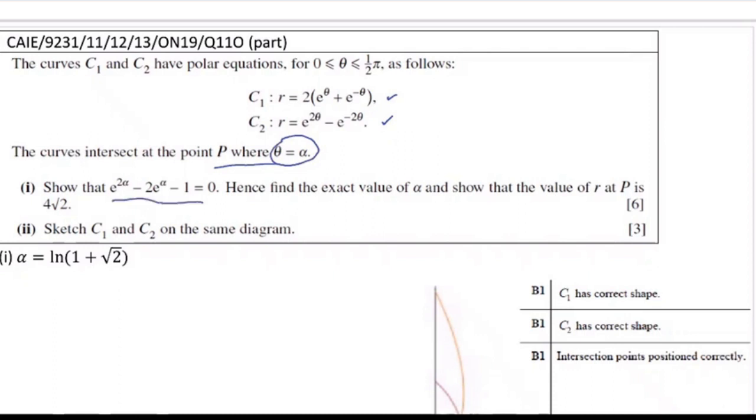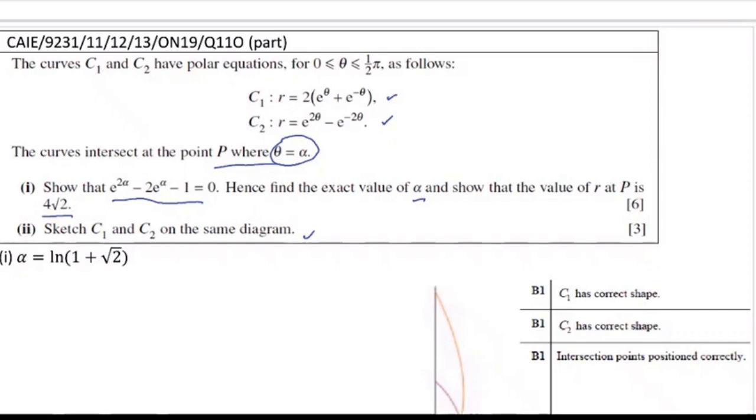So we want to show that alpha satisfies this equation. Of course, this is to find the value of alpha. And we can find the value of alpha and show that the r value there is 2. So we are using this information to sketch the second part of the curve there. In the second part of the curve, there are quite a few things that we want to consider.